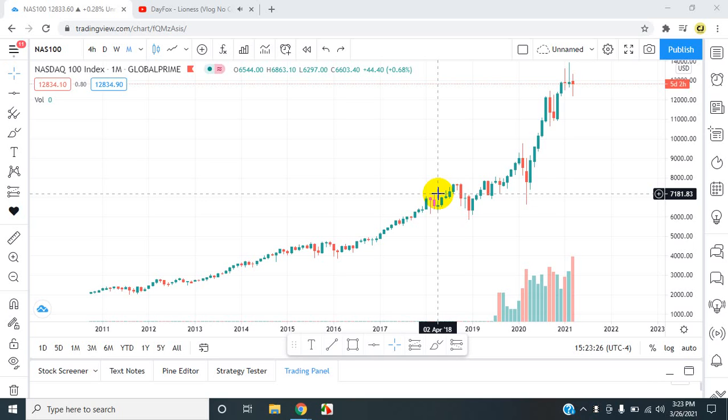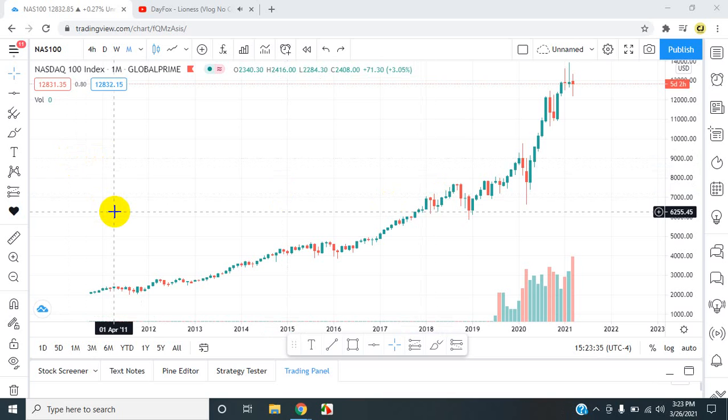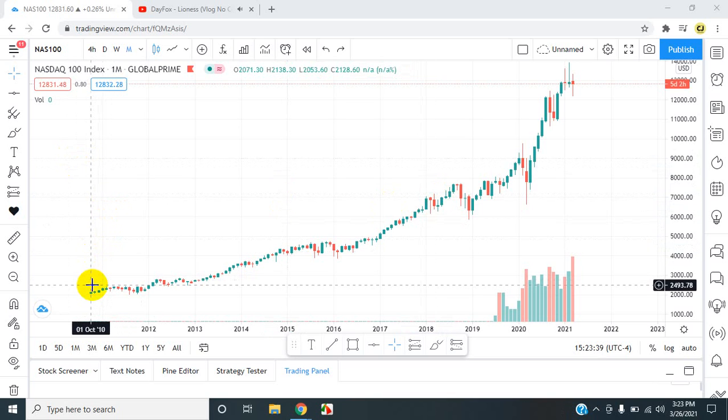Let's get down to business. Okay, everyone, we are marking up the NAS100. So let's take a look at what's going on. Very simple. The market started off back in October of 2010.